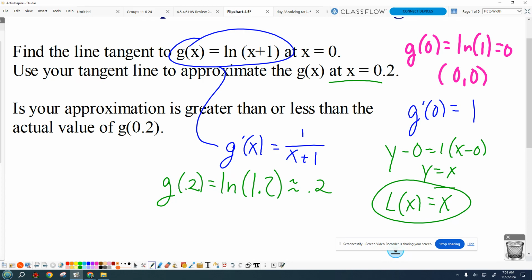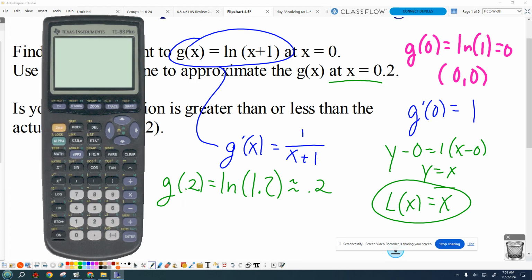So check on your calculator. It's going to take me a minute to bring mine up. But what is natural log of 1.2? Point 1823, blah, blah, blah. So it's close to 0.2.